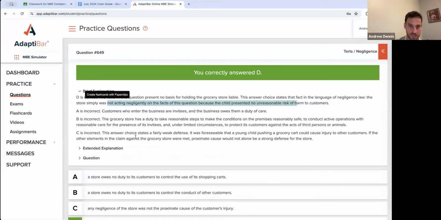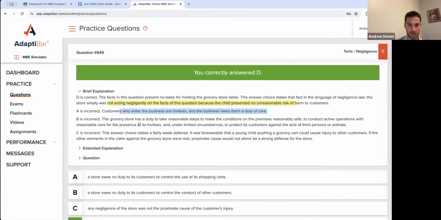C is incorrect. It states a fairly weak defense. It was foreseeable that a young child pushing a grocery cart could cause injury to other customers. If the other elements in the claim against the grocery store were met, proximate cause alone would not be a strong defense for the store, right? So C is not as good of an answer.